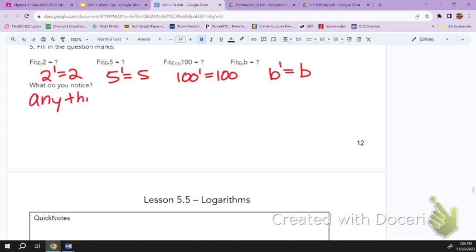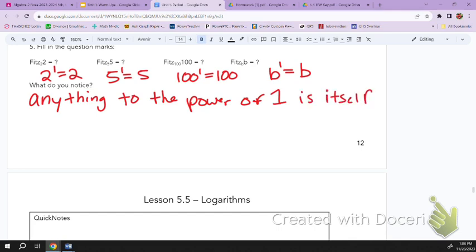Yes. It's okay. Anything to the power of 1 is itself, or that number. How are we feeling so far about the log function? I hate it. Okay, well, it's really called the logarithm. It's called a logarithm, okay?